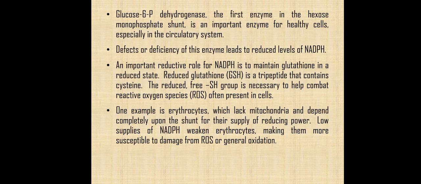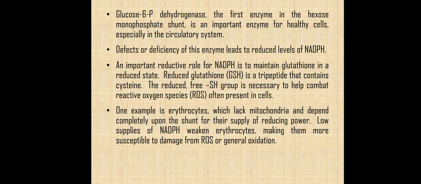The reduced glutathione is a tripeptide which contains cysteine. The reduced free sulfhydryl group is necessary to help combat the reactive oxygen species often present within the cell. Now one example of this is the erythrocyte. We know that the erythrocytes lack mitochondria. So the major pathway through which there is the generation of reducing power within the erythrocyte is the HMP pathway. Otherwise, within other cells which contain mitochondria, there is generation of this reducing power within the mitochondria. So erythrocytes depend totally upon the shunt, that is the HMP pathway, for their supply of reducing power. The low supply of NADPH weakens the erythrocytes and makes them more susceptible to damage from the reactive oxygen species or general oxidation.